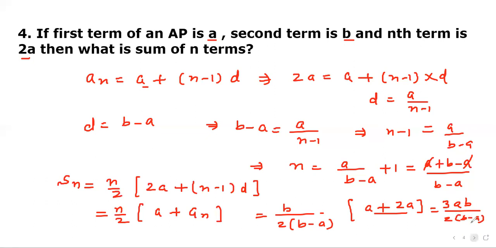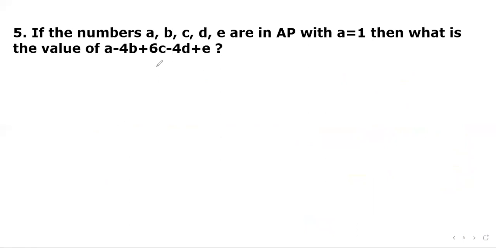Now let's consider next question. If the numbers a, b, c, d, e are in AP with a equal to 1, then what is the value of a minus 4b plus 6c minus 4d plus e? So here, common difference d will be b minus a, and a is given as 1. So d will be equal to b minus 1, or we can say b equal to 1 plus d.